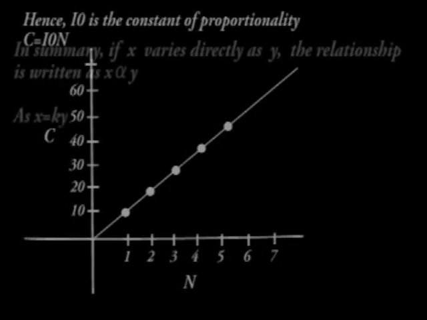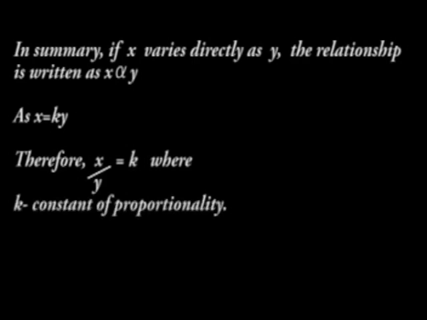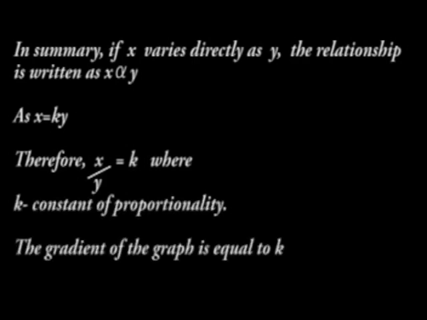In summary, if x varies directly as y, the relationship is written as x ∝ y, which is also similar to x = ky. Therefore, x over y is equal to k, where k is the constant of proportionality. The gradient of such a linear graph is equal to k.